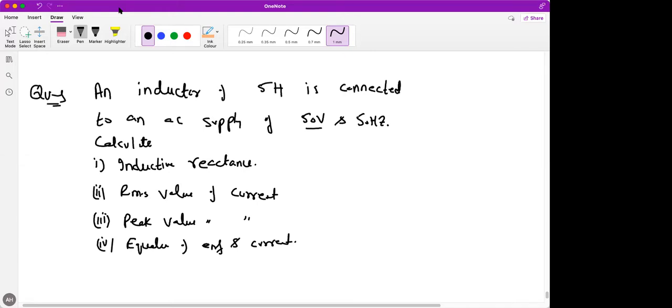So what is that 50 volt and 50 hertz? This 50 volt is the ERMS value. And this 50 hertz is the frequency. If you have frequency, you can calculate angular frequency.